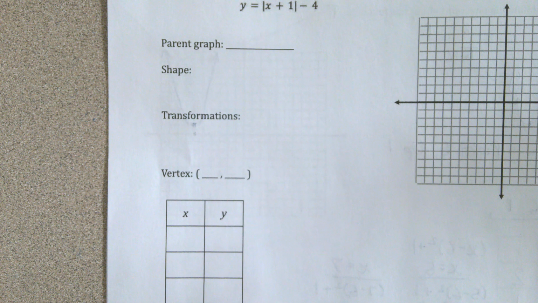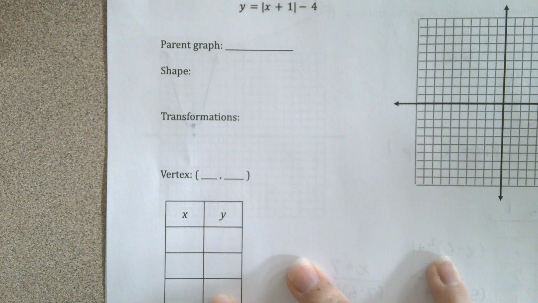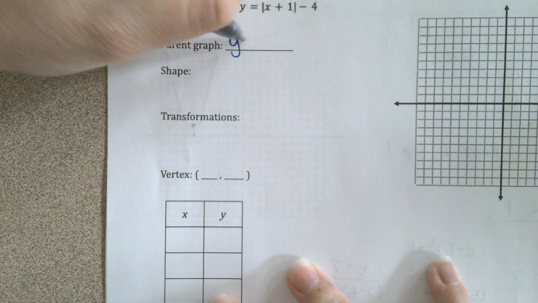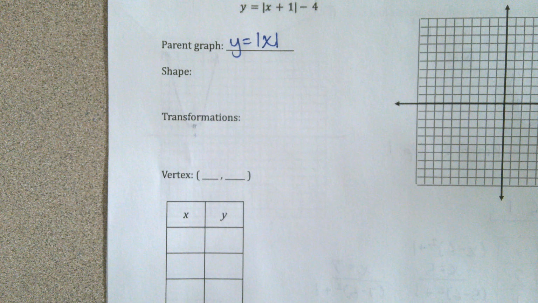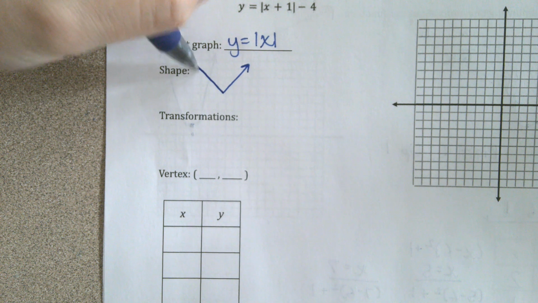Here we have an absolute value. So our parent graph. Remember, the parent graph is what you have when you take away all of the transformations. So the original graph was just y equals the absolute value of x. Shape. Absolute value has a V shape, V for value.